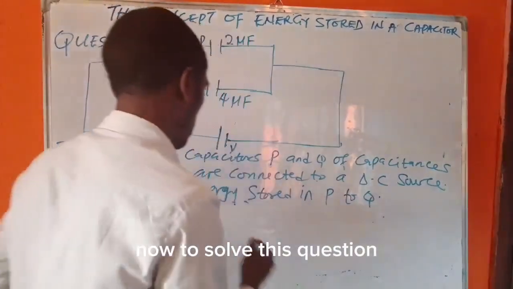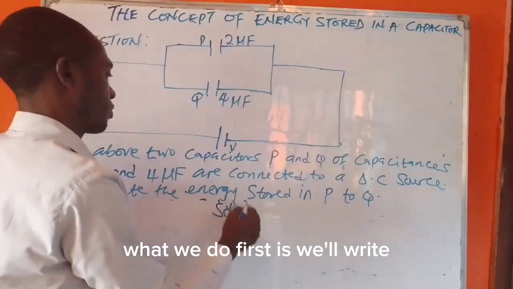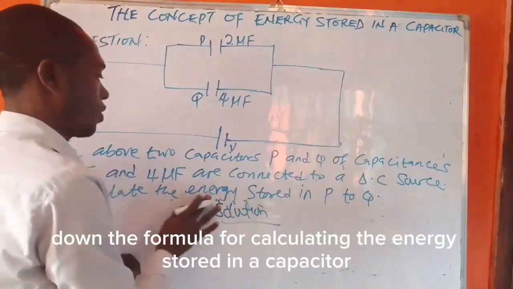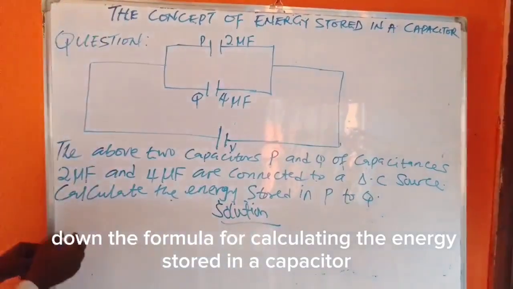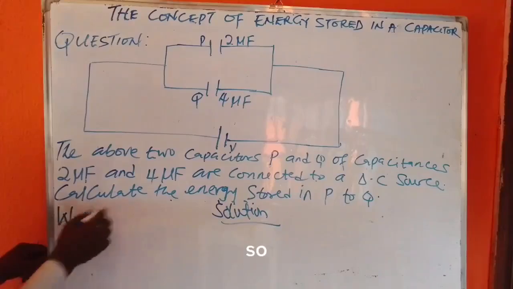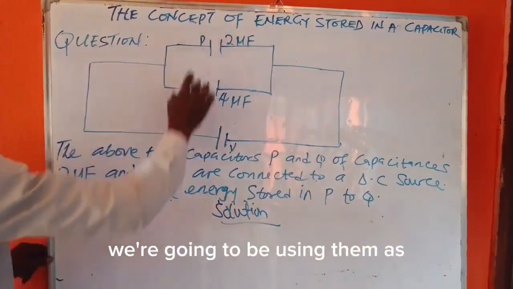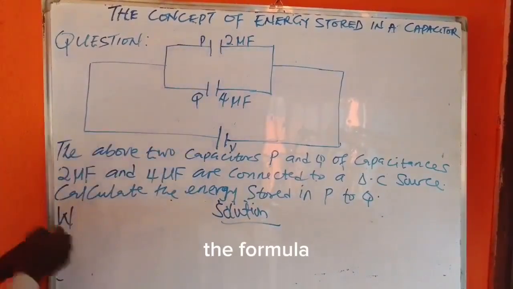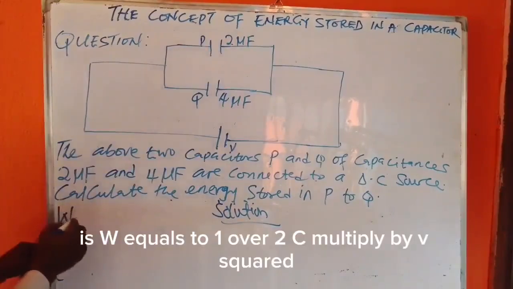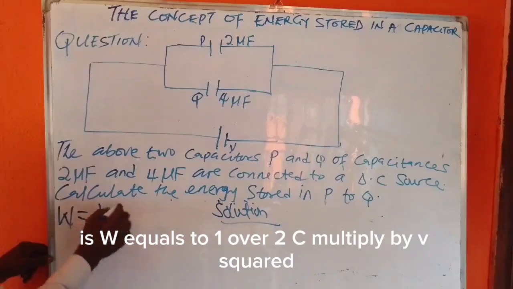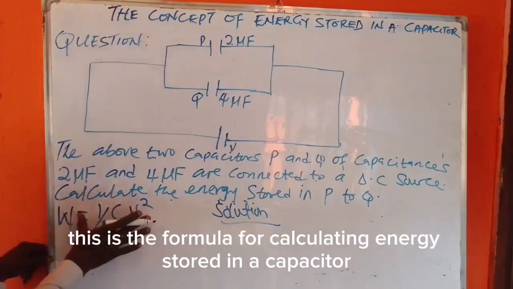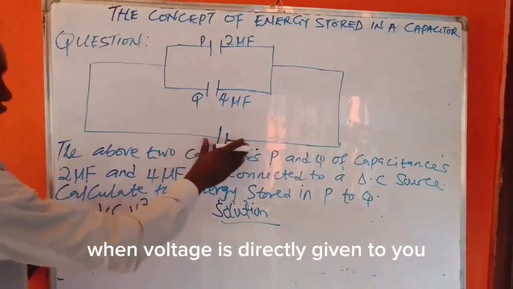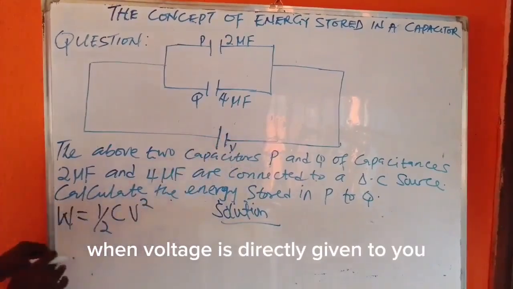Now, to solve this question, what we'll do first is write down the formula for calculating the energy stored in the capacitor. And the formula is W. So since we have 2 capacitors here, we're going to be using them in the formula. The general formula, of course, is W equals 1 over 2 C multiplied by V squared. This is the formula for calculating energy stored in a capacitor when voltage is directly given to you.